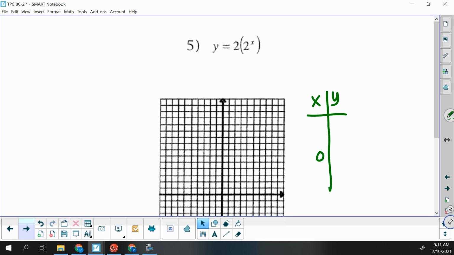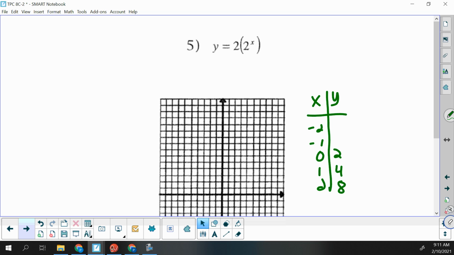No shifts left or right on this one. When you sub in 0, 2 to the 0 is 1, and then 1 times 2 is 2. When you sub in 1, 2 to the first is 2, and 2 times 2 is 4. When you sub in 2 for x, 2 squared is 4, times 2 is 8.